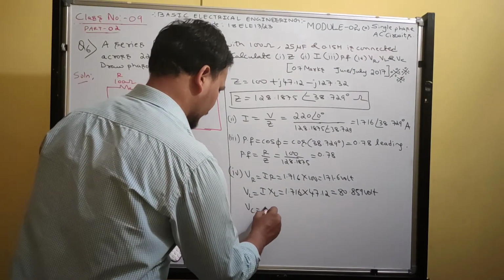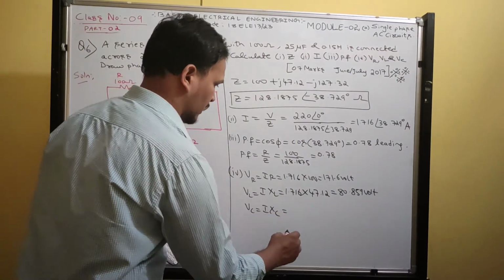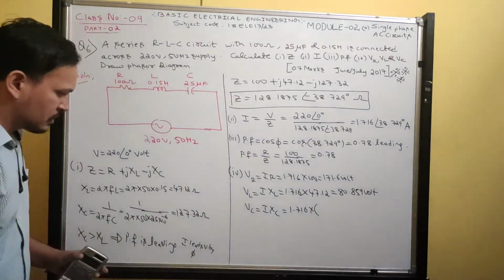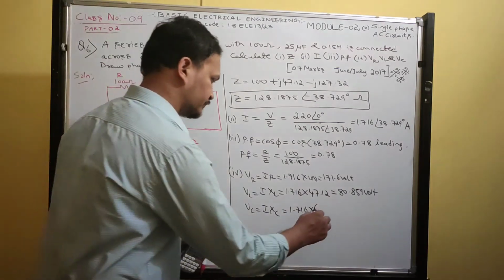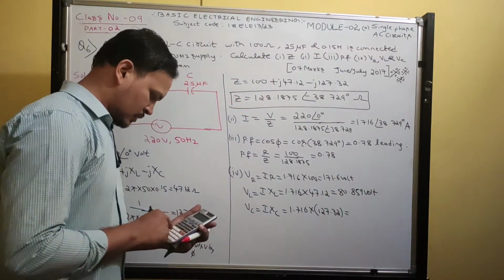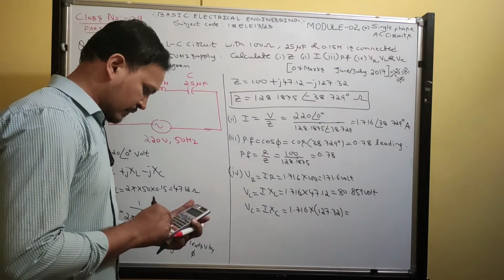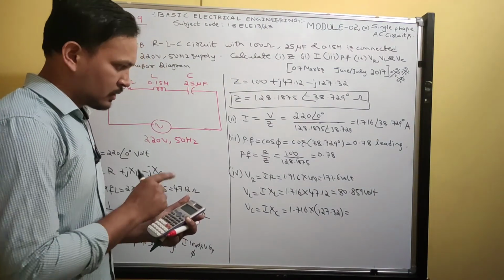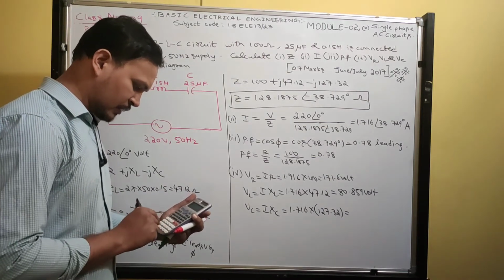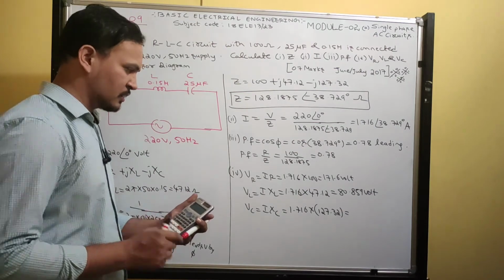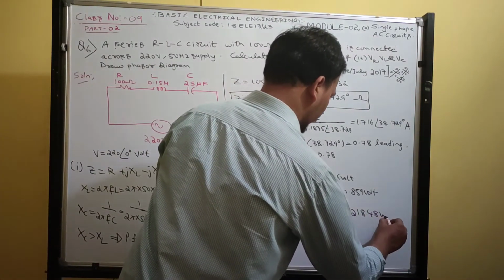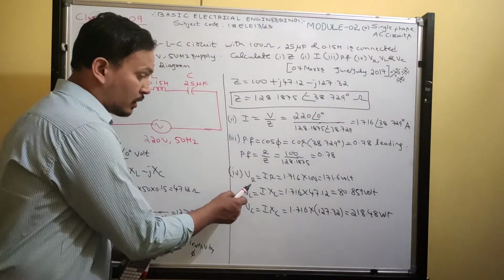Then what is voltage across capacitor? I into XC. So 1.716 into what is capacitive reactance? 127.32. How much will you get? 1.716 into 127.32. I forgot to type the point. Okay, we got the answer 218.48 volt. Guys, add all these voltages.